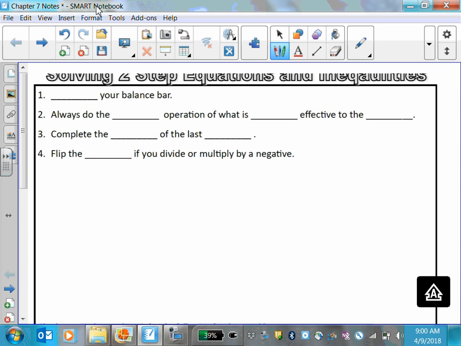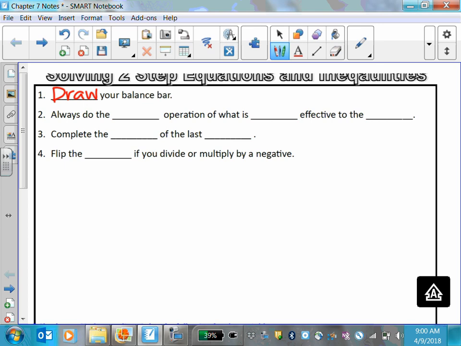It's going to be different depending on what happens, so you're going to have to figure that out depending on the problem. So the first thing you're always going to do is draw your balance bar. You want to draw your balance bar so you know that you're getting the variable by itself. The balance bar allows you to isolate the variable. Get the variable by itself.